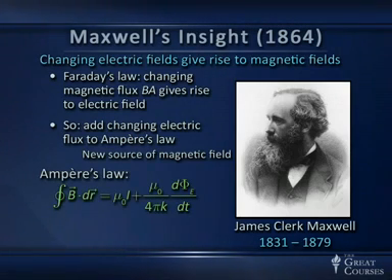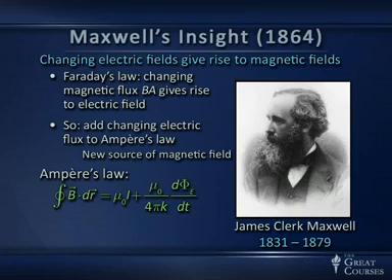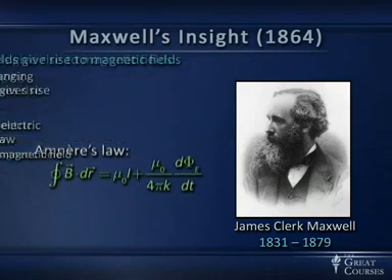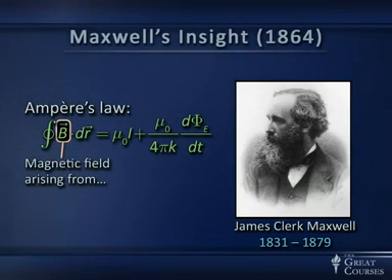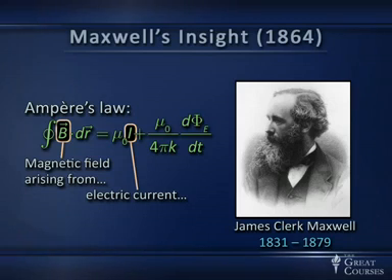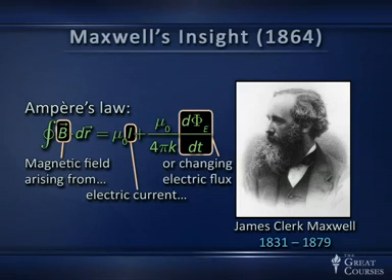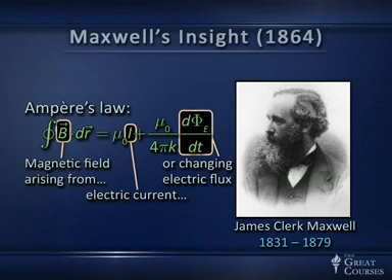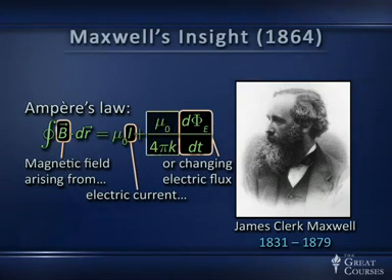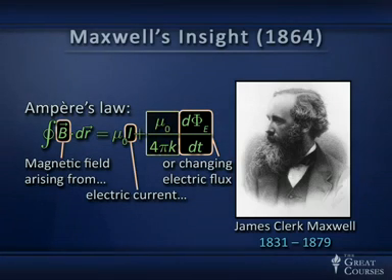And so Ampere's law, which originally talked about the curling aroundness of the magnetic field being related to electric currents, gets another term. Magnetic field arises from electric current, and then it also arises from changing electric flux. And in the SI system of units, the changing electric flux term has in front of it a constant which incorporates both the electric and magnetic constants together in one term for the first time. So there is Maxwell's brilliant insight.